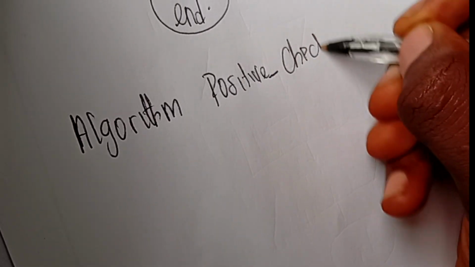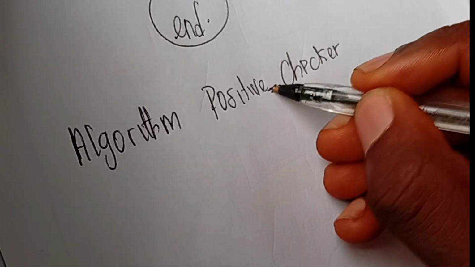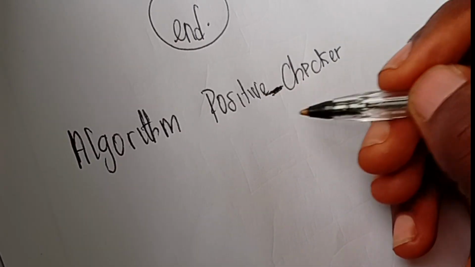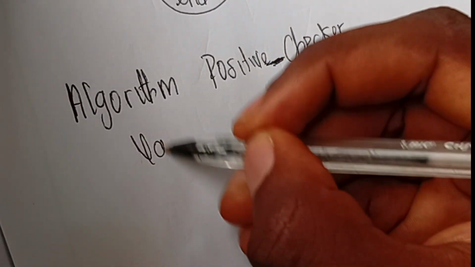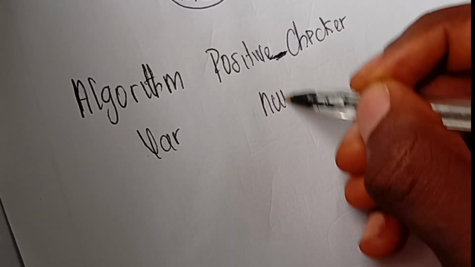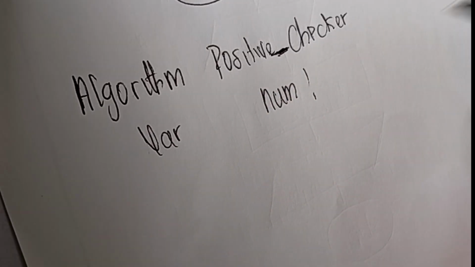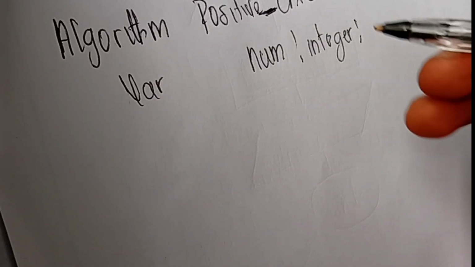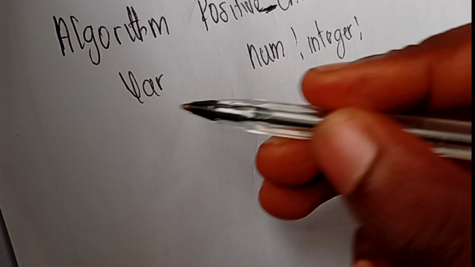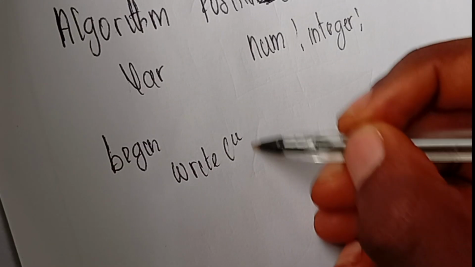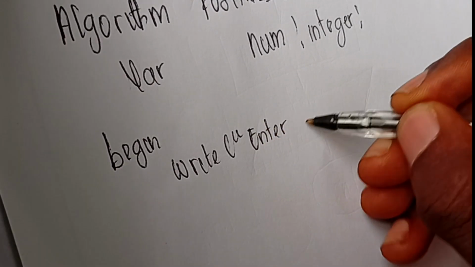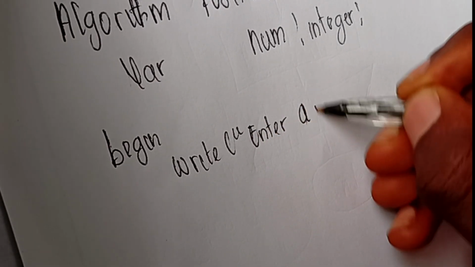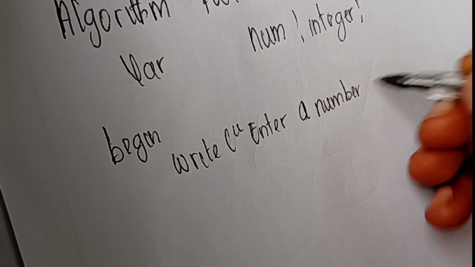Let's call it positive checker. You could always call it how you want, but just don't leave a space amongst them. So we want our variable, and the variable is going to be the number the user enters. So it's going to be an integer. Sorry about that. And we want to begin our algorithm. We will ask the user, as usual, enter a number to check.